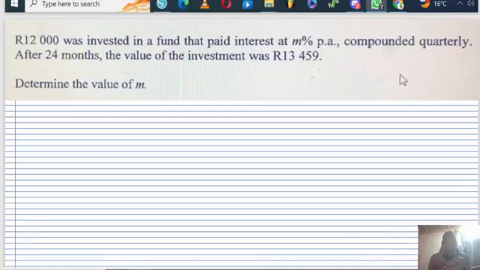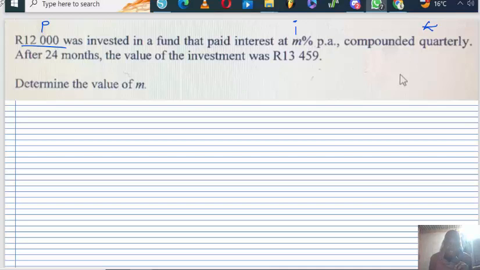So the question she wanted us to tackle was basically, now in financial maths, whenever you read through information, you should highlight. So 12,000 was invested. So apparently this is 12,000. It's a single amount, as you can tell. It's a P. It was invested in a fund that paid interest at I, right? So per annum, compounded quarterly. So this is your K.